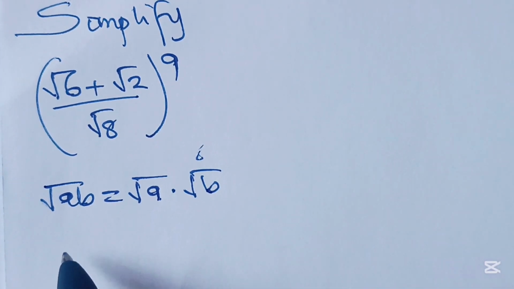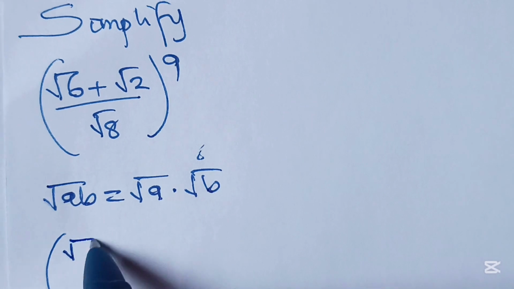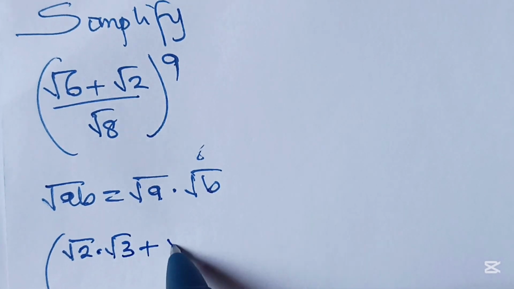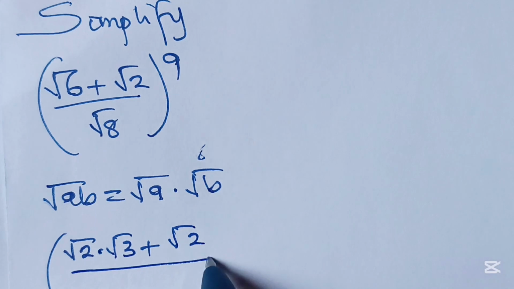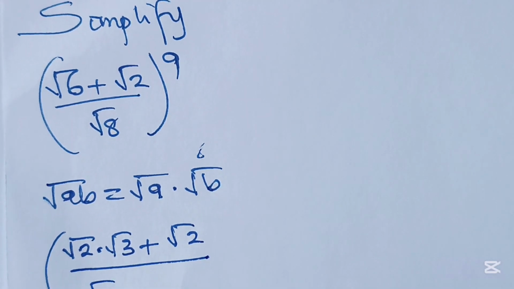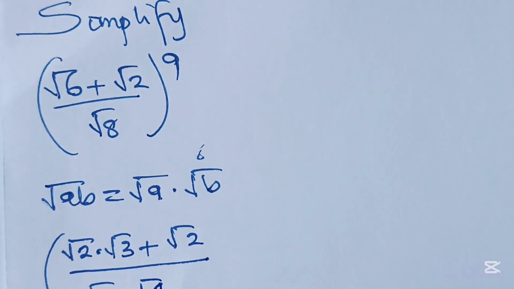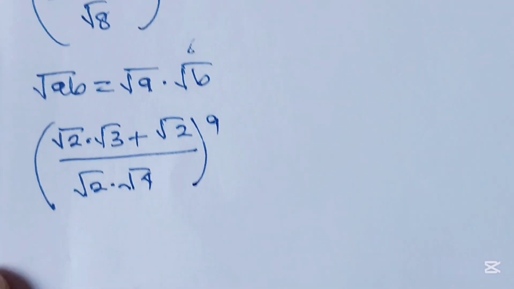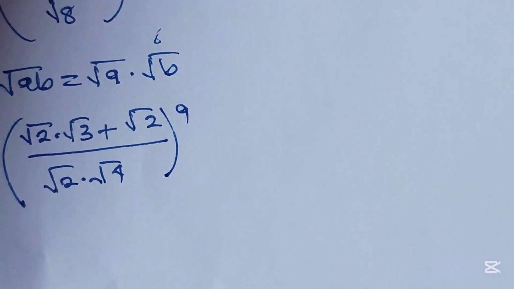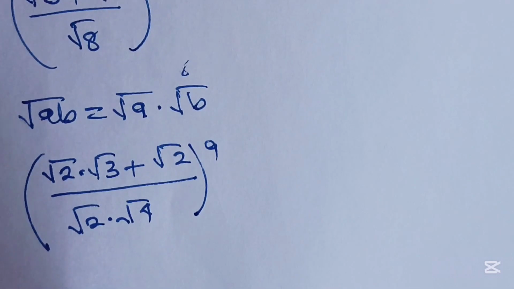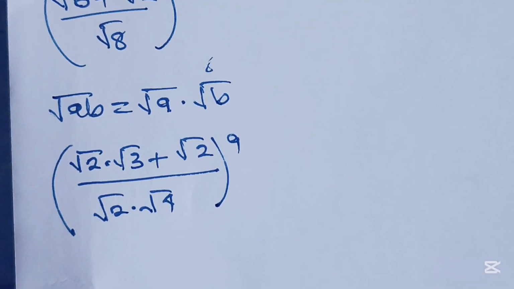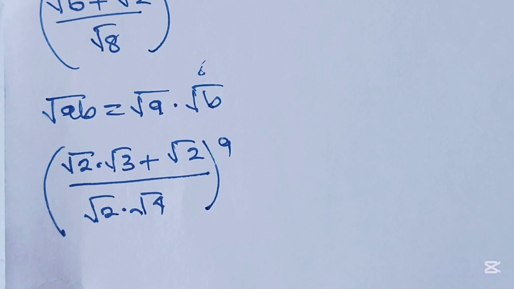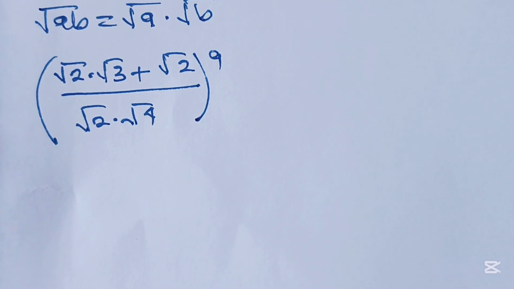So we can write this as square root of 2 multiplied by square root of 3 plus square root of 2 divided by square root of 2 multiplied by square root of 4, all right, everything raised to the power of 9. Now when you look at what we have here, you can see that square root of 2 is common. So we are going to factorize that out. So let's factorize square root of 2 out.